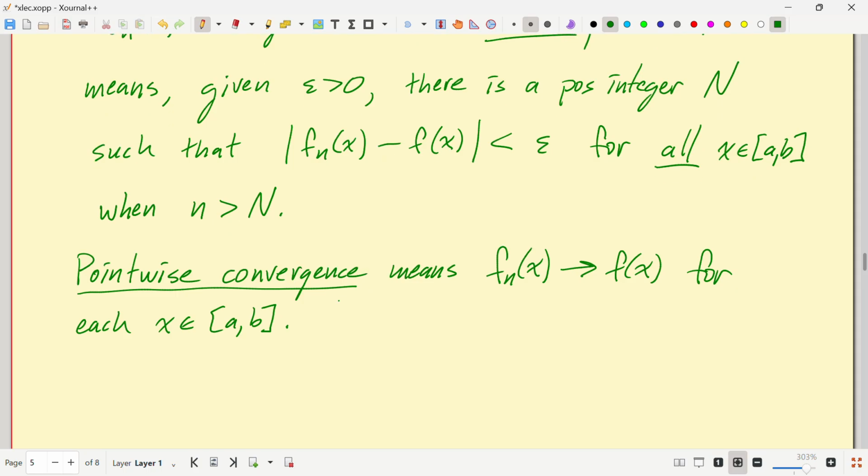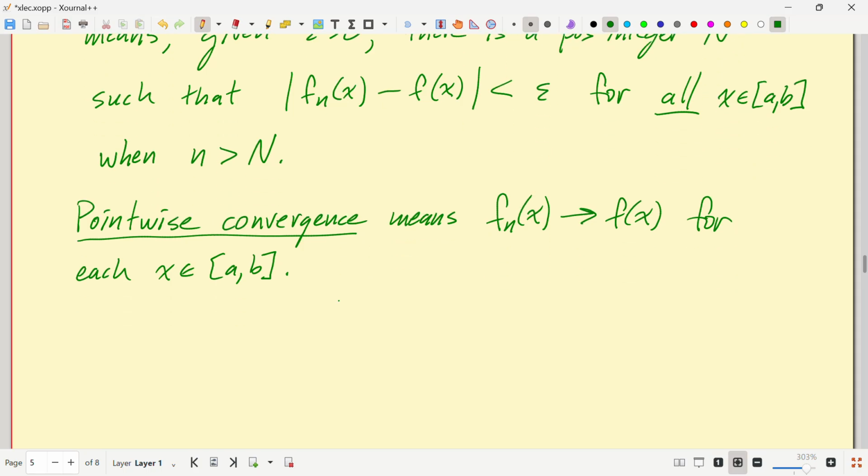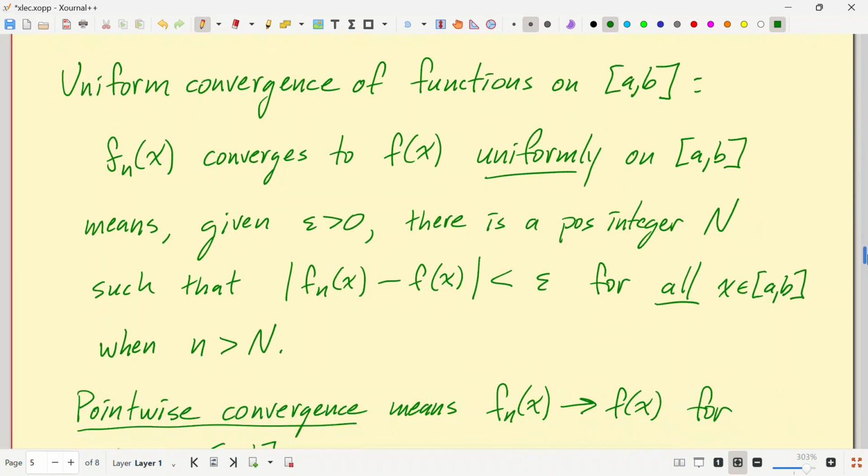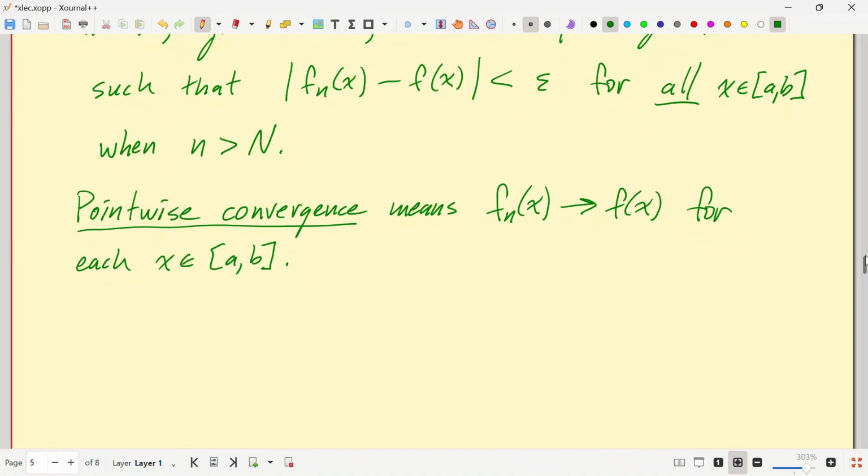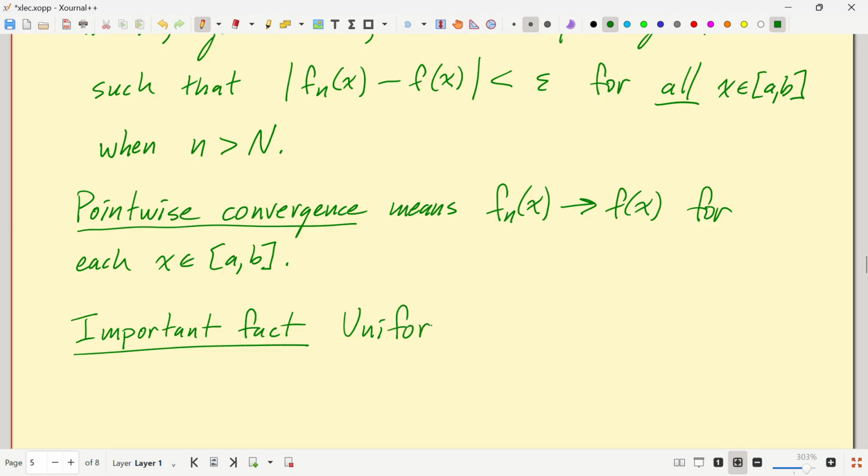Well, the big fact everybody needs to learn in this class, because in future classes people are going to say, you learned this in Math 341. And it's sort of at the end of the semester, and some people forgot that they learned it. So the big important fact: uniform limits of continuous functions are continuous.